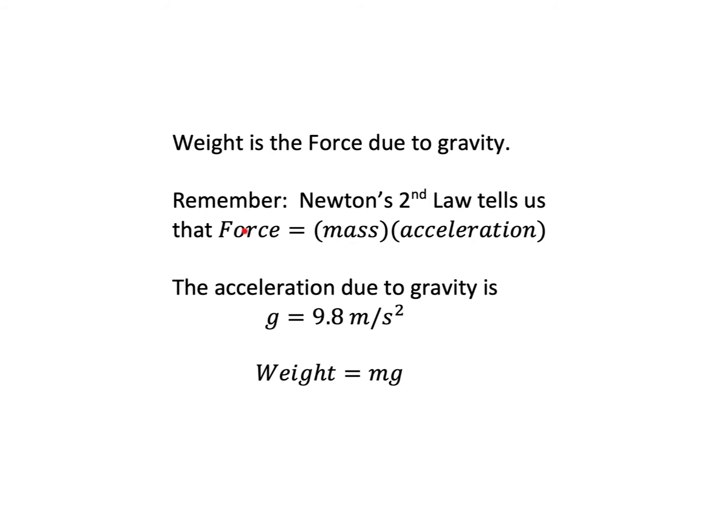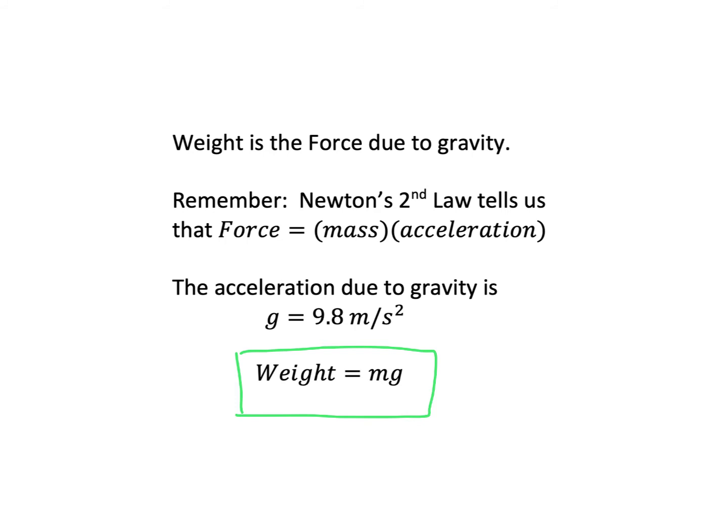So if the force of gravity is the mass times the acceleration, and the acceleration is little g, we can call the force of gravity m, the mass, times little g, the acceleration due to gravity. And of course, the force of gravity is the weight. Thus, we have a formula for calculating a person's weight near the surface of the Earth.